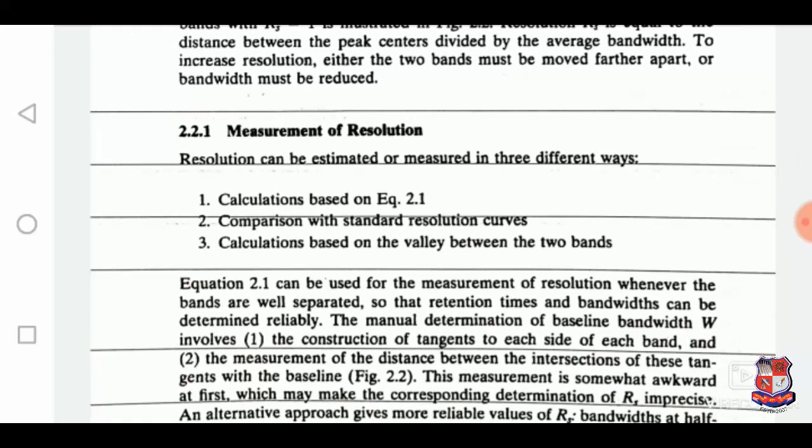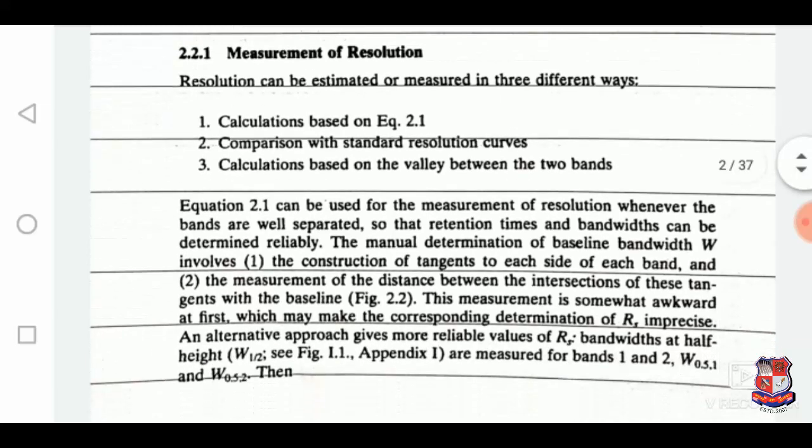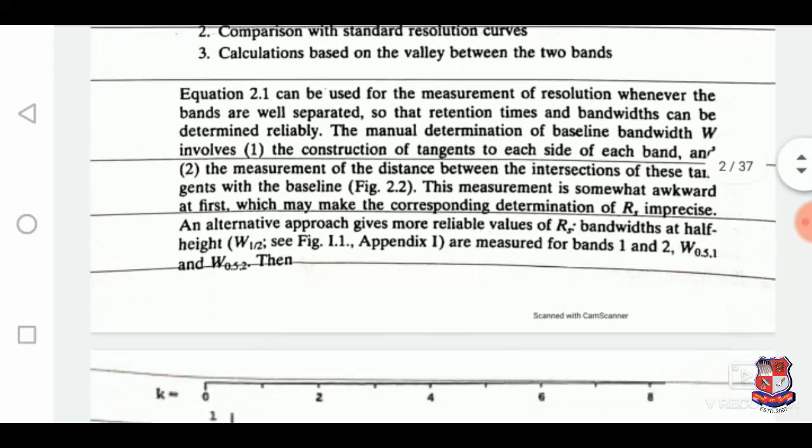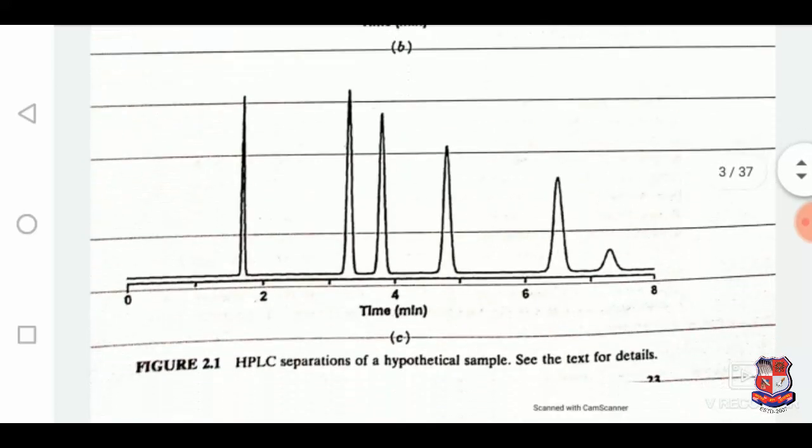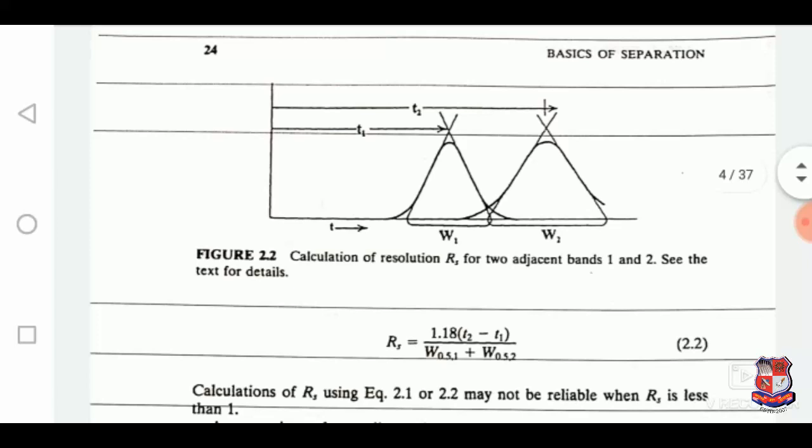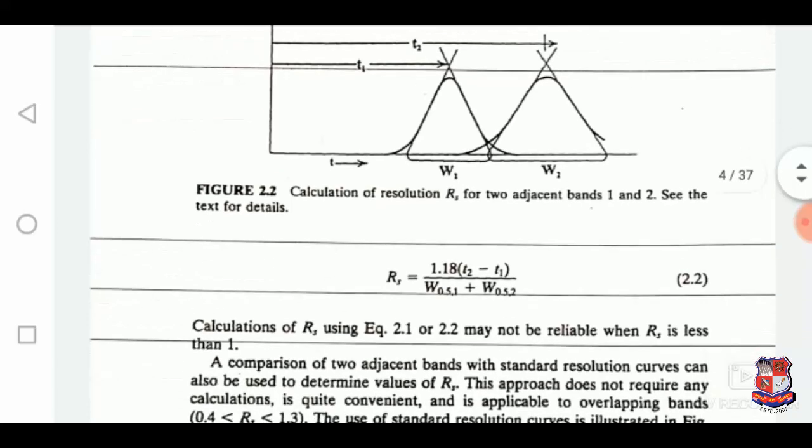So how can we measure the resolution? It depends on 3 different ways. First one is calculation based on the equation, comparison with the standard resolution curves, and calculation based on the valley between the 2 bands. These are the 3 different ways to calculate the resolution. This figure illustrates the calculation of resolution between 2 adjacent bands, band 1 and band 2.